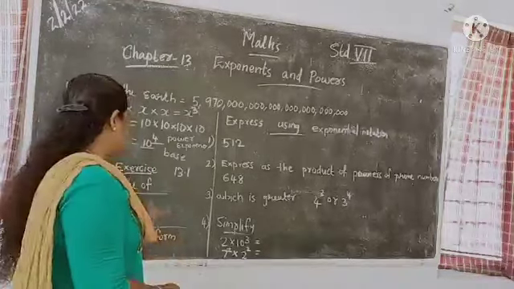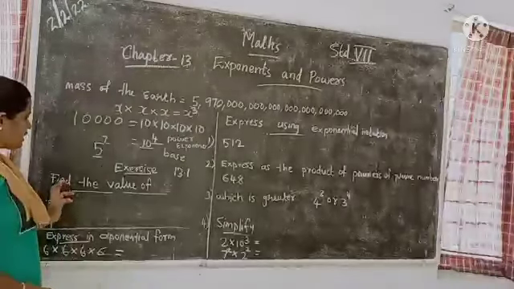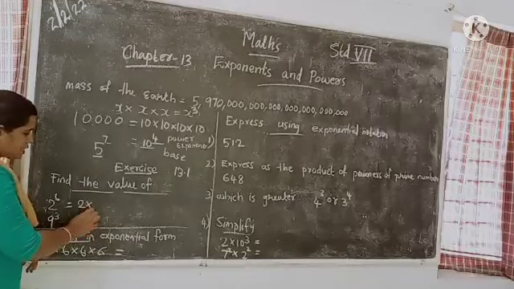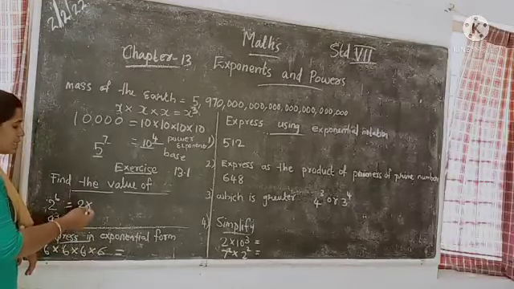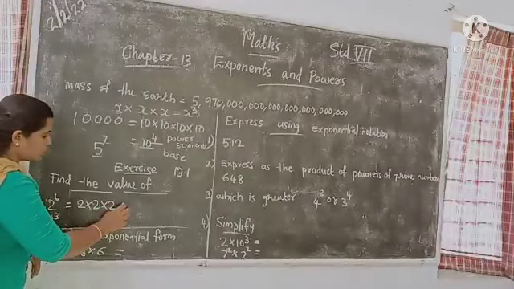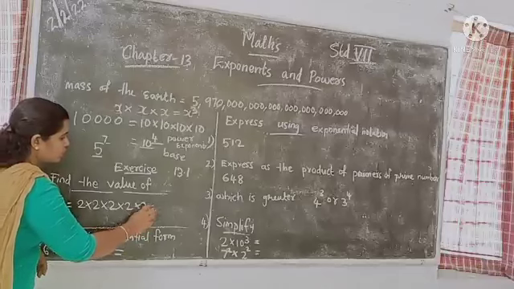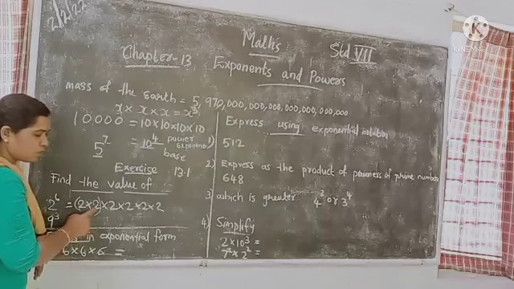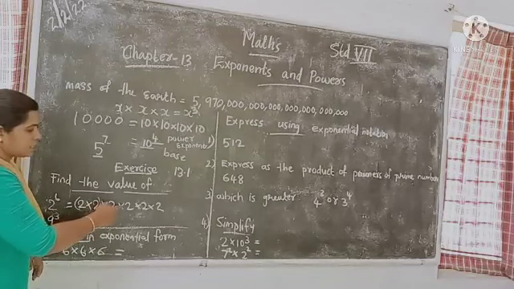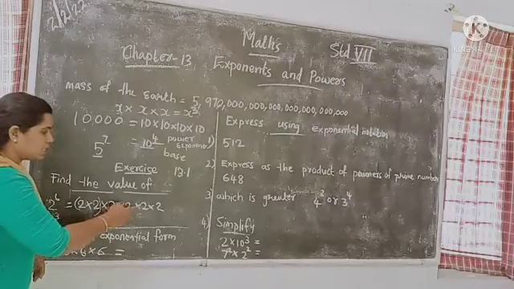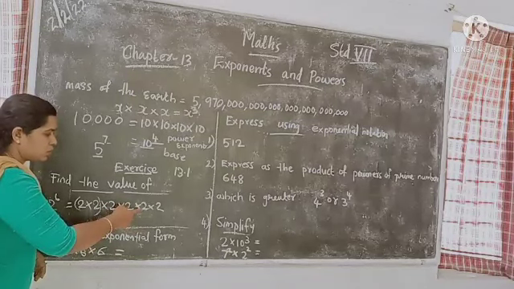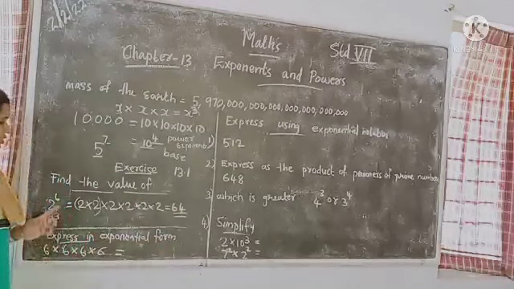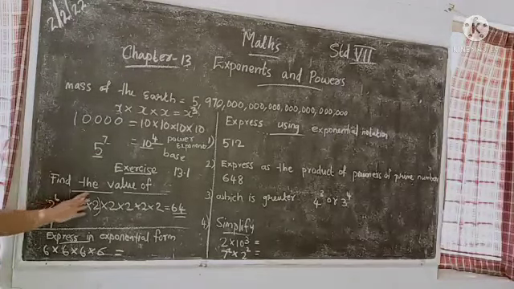Let us do exercise 13.1. First one, find the value of 2 raised to 6. 2 raised to 6 means 2 is multiplied by itself 6 times: 2 into 2 into 2 into 2 into 2 into 2. 2 into 2, 4. 4 into 2, 8. 8 into 2, 16. 16 into 2, 32. 32 into 2, 64. That is, 2 raised to 6 is equal to 64.